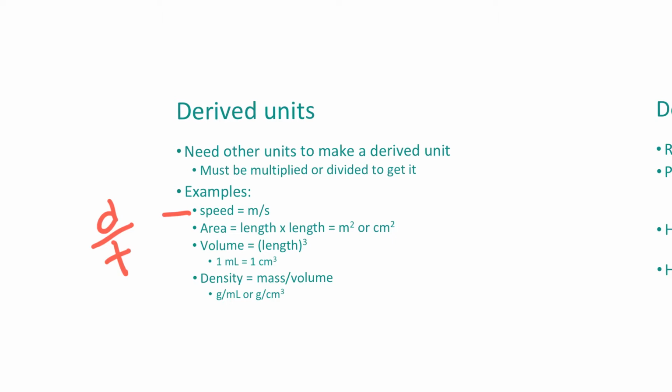It's something over something. Now, area, though, if you want to find the area of something, you would just do length times length. So if I have a meter times a meter, I get meters squared. If I have a centimeter times a centimeter, I have centimeters squared. So that is also considered to be a derived unit.